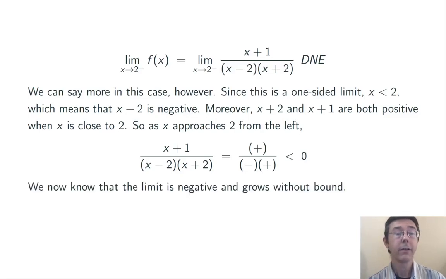Putting these things together, we know that this function is going to be negative as x approaches 2 from the left, and we know that it's growing without bound because the numerator is staying finite and the denominator is getting close to 0. Overall, that tells us that the limit as x goes to 2 from the left of f of x must be negative infinity.